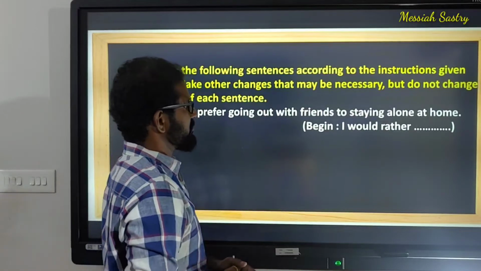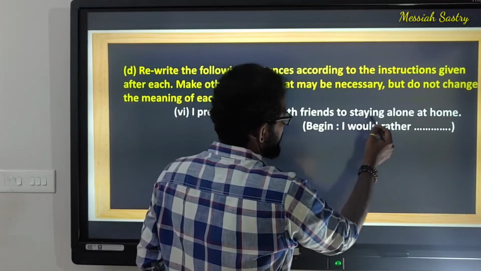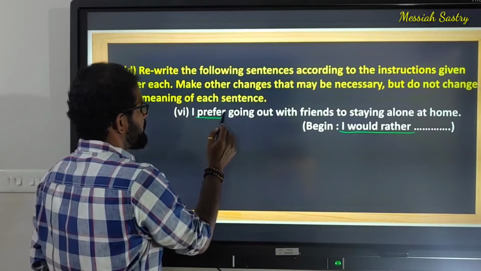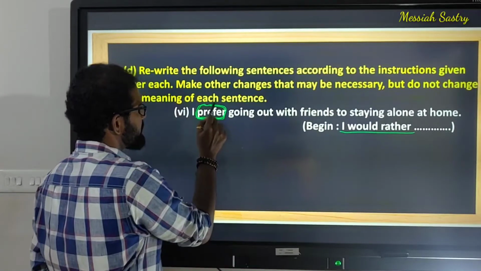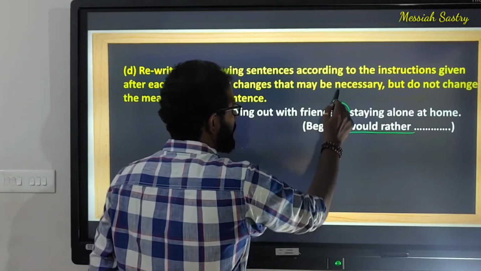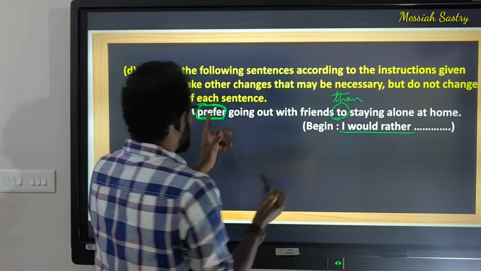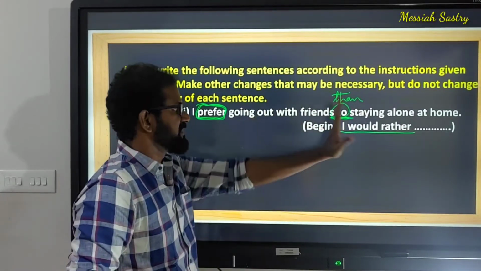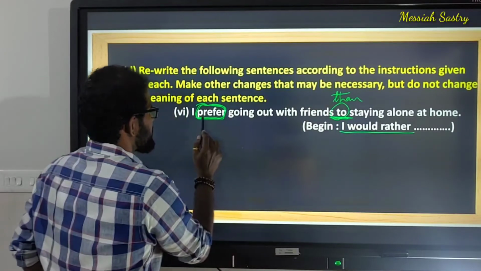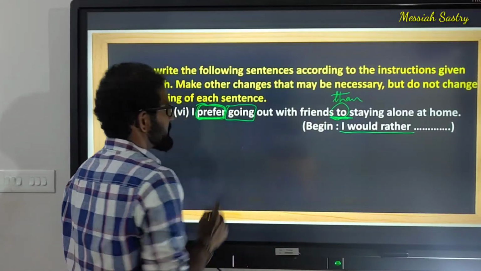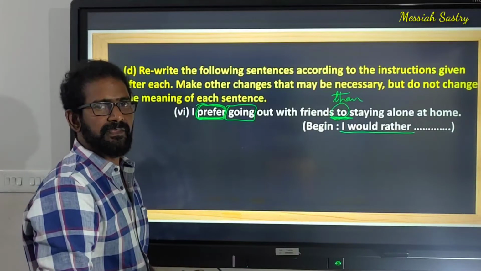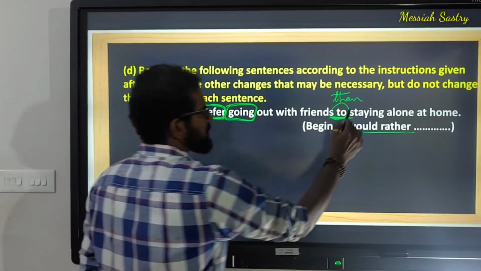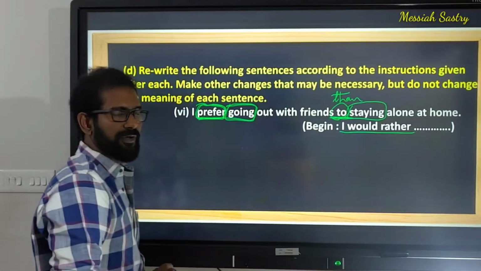I prefer going out with the friends to staying alone at home. Would rather. Prefer. When prefer is used, we use "to", not "than". Prefer to, not prefer than. Prefer to. Remember that. Next, after prefer, we always use a participle, a gerund. Going. Staying.